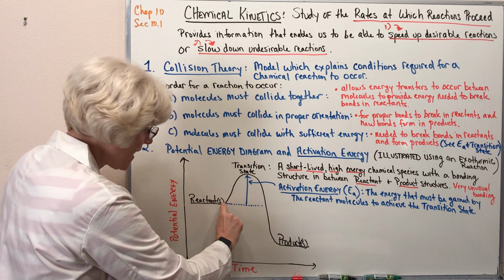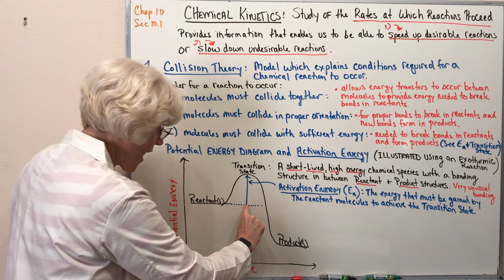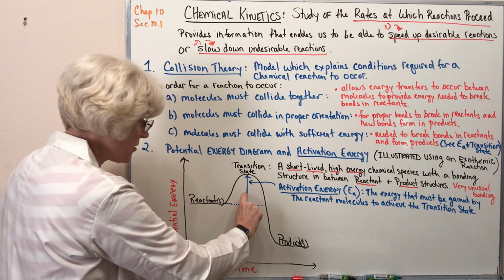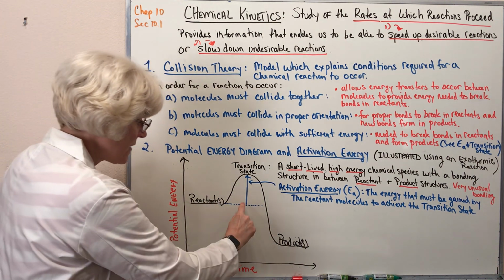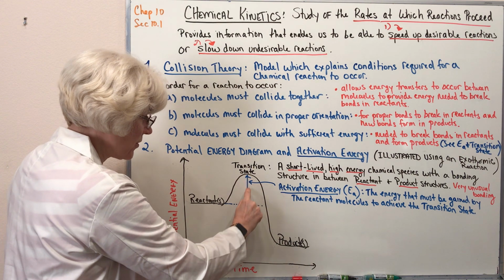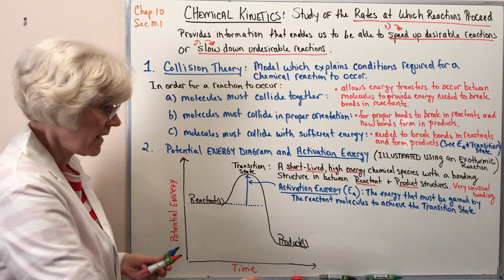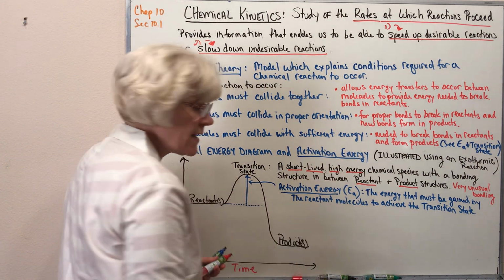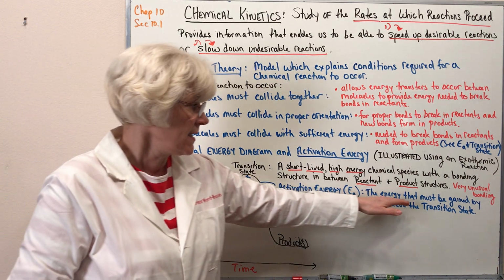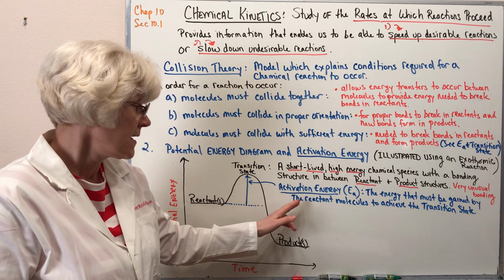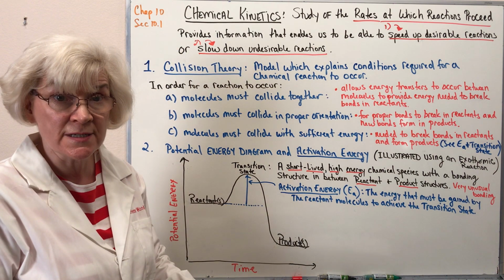Notice that I have an arrow pointing from where the reactants are in terms of their potential energy all the way up to the transition state. And this arrow that I'm referring to is called the activation energy, and it's abbreviated with a capital E and a subscript A. The activation energy is the energy that must be gained by the reactant molecules to achieve the transition state.